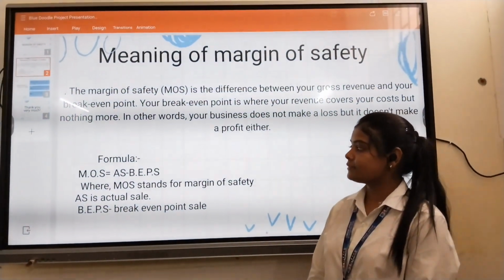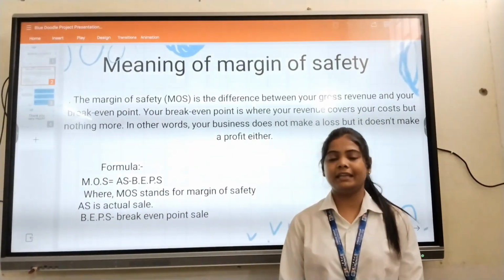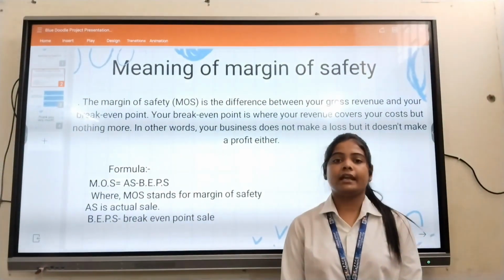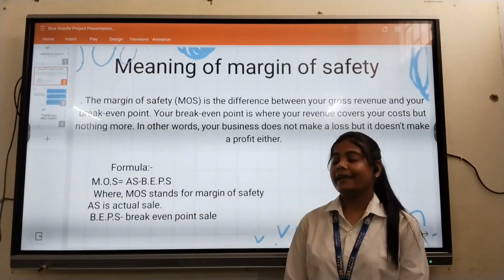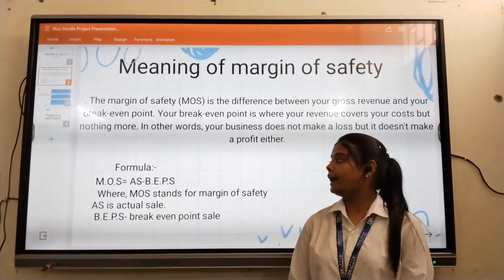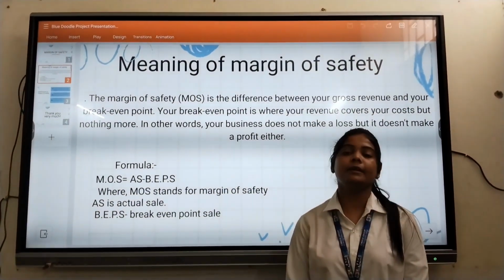Margin of safety formula is AS minus BEPS, where MOS stands for margin of safety, AS stands for actual sale, and BEPS stands for break-even point safety.